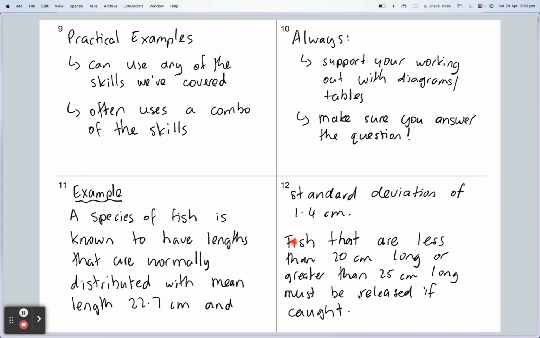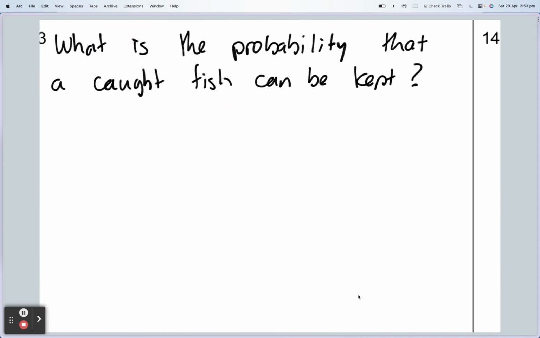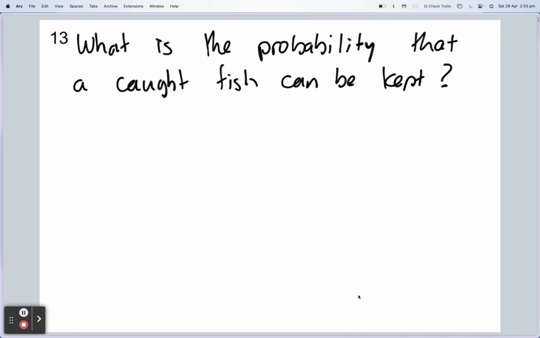What do we need to find out though? Fish that are less than 20 centimeters long or greater than 25 centimeters long must be released if caught. Okay, we haven't been told what to do yet, but nevertheless, that's the information that we've been given. What is the probability that a caught fish can be kept? Okay, so we're catching a fish. What are the chances that we can keep it?